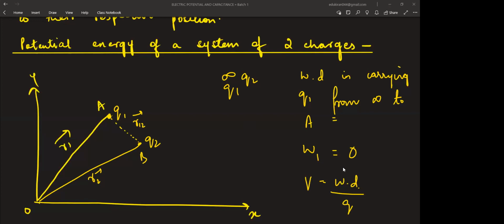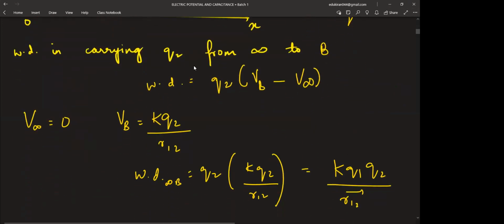Okay. So that's why our first work done is zero. Now I have brought Q2. So there is an interaction. Now there can be force, there can be energy present and all the quantities can exist. And the separation between them is R12. So work done in carrying Q2, see, VB minus V at infinity.